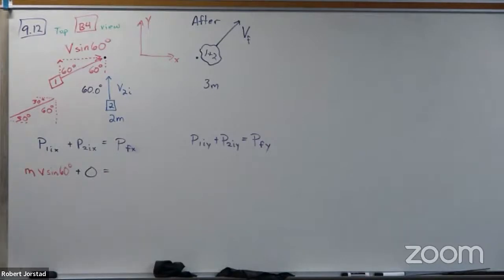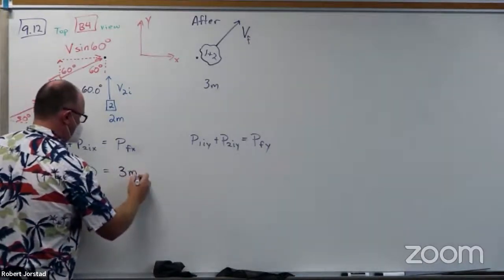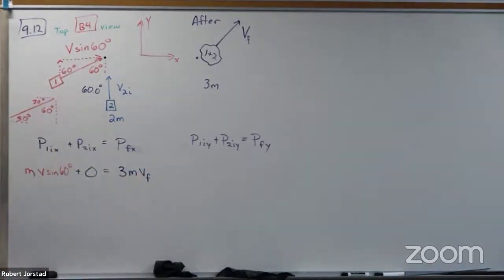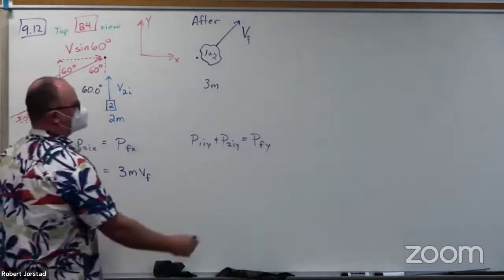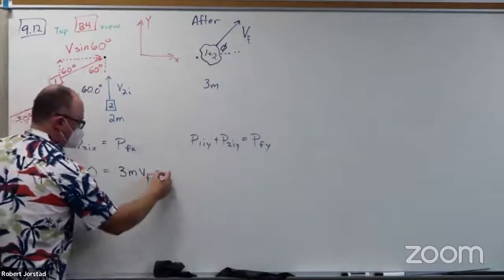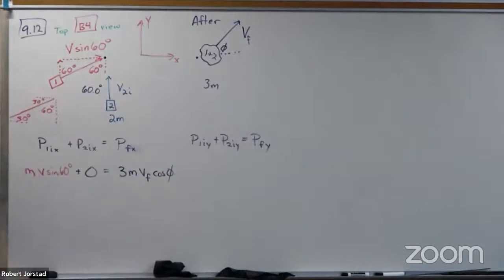What are we going to do for P final X? 3m times V final times what? You don't know the angle. Okay, so we better make one up, and then we could find the angle. Remember how I said we don't know the angle, but I bet we could find it? If you're wondering how you might go about finding that angle, well, let's see.